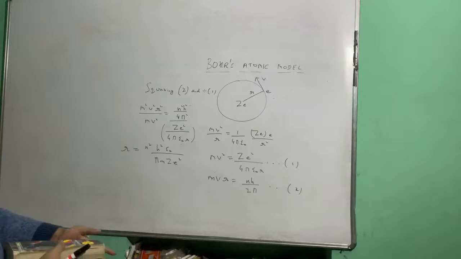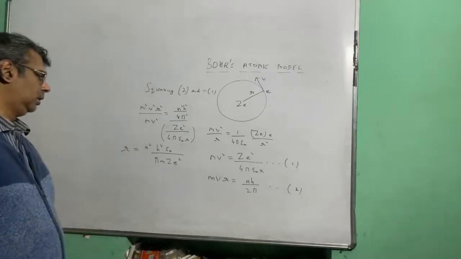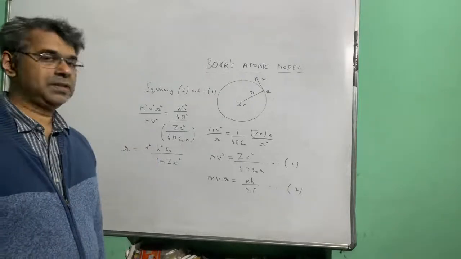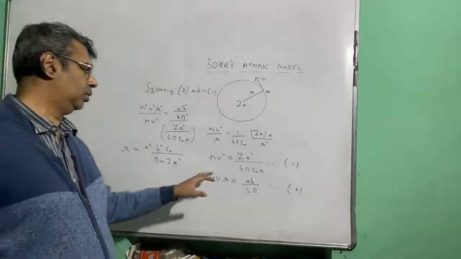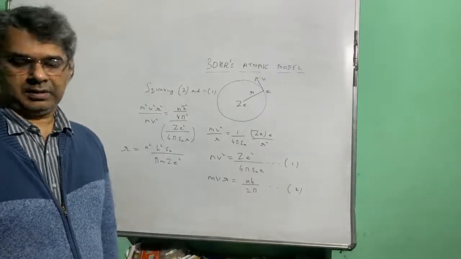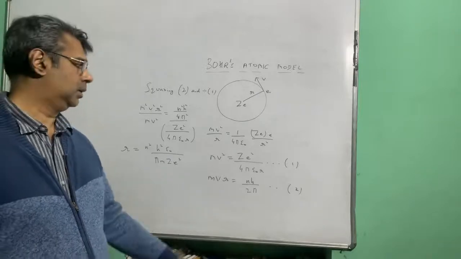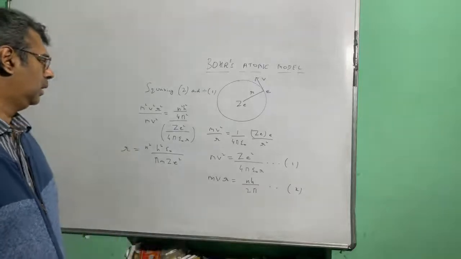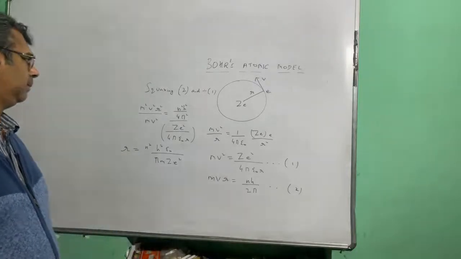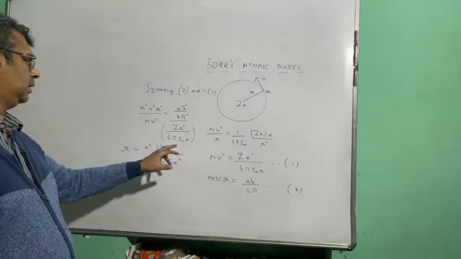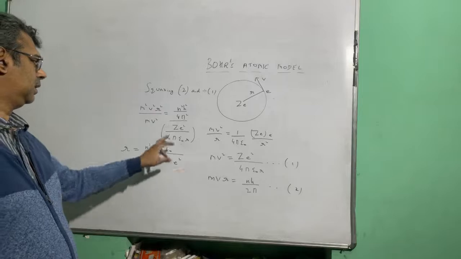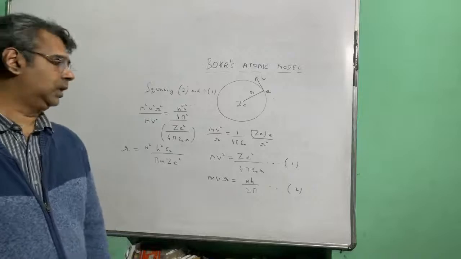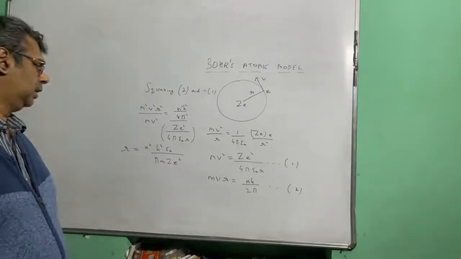This is the first derivation. Whatever we wrote first comes from comparing the centripetal force with the electrostatic force, and the second is the quantization of angular momentum. When we square number 2 and divide it by number 1, we get r is n square h square epsilon naught by pi m Z E square.